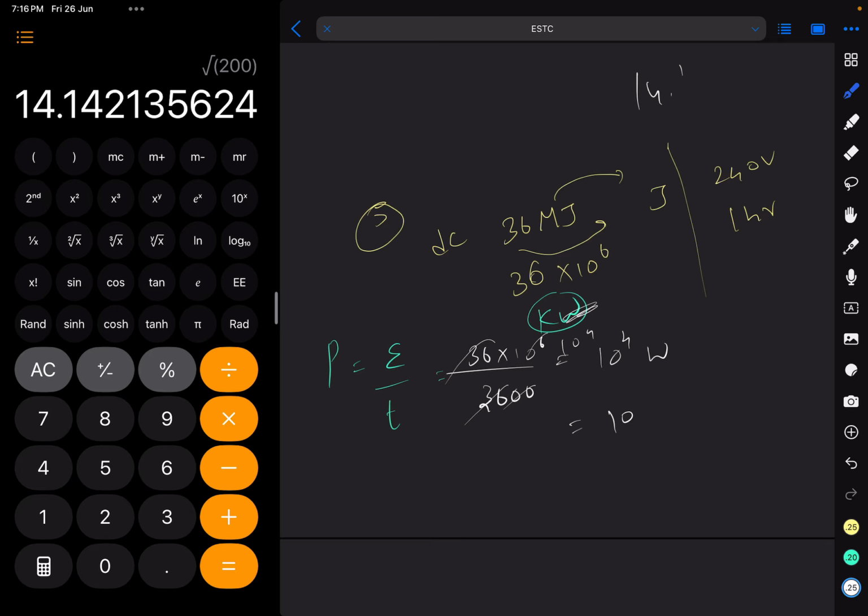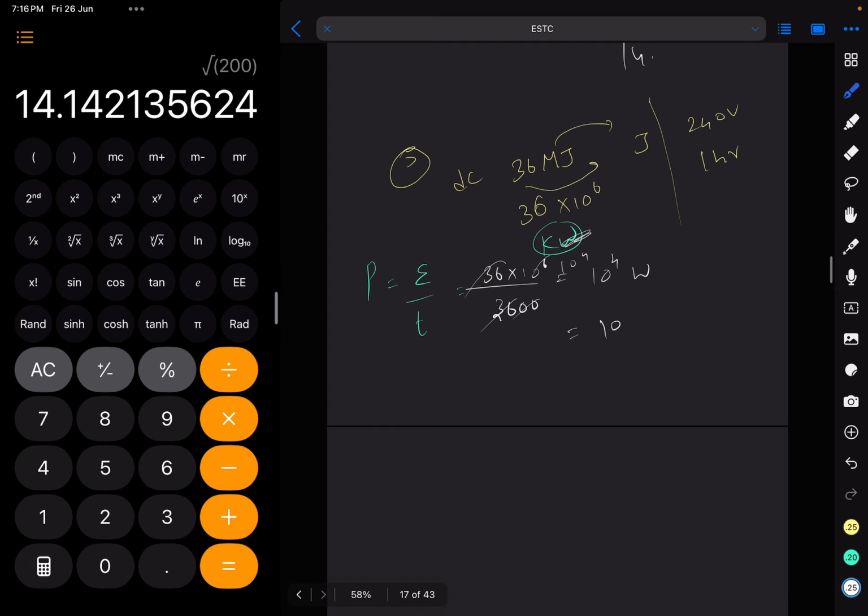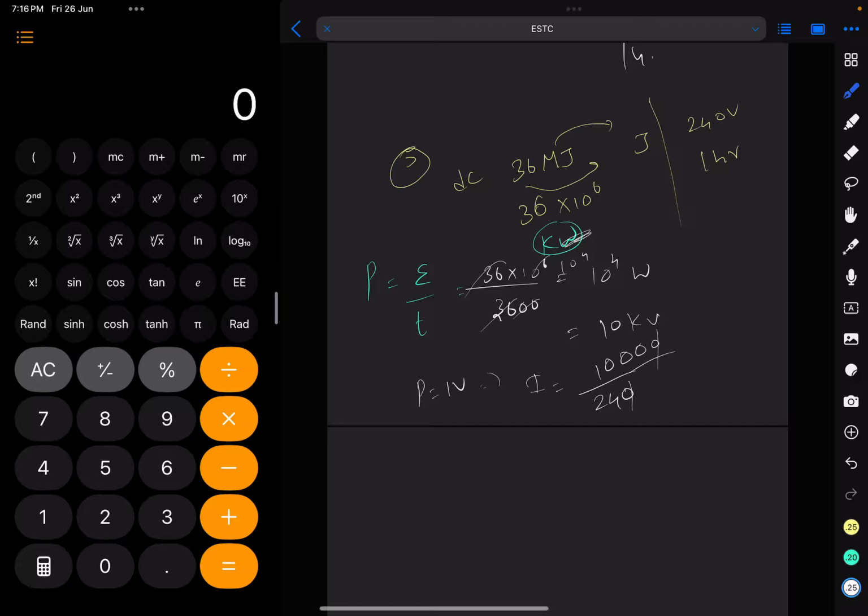Next, they're asking the current. So P is equal to IV. I is equal to 10 kilowatt by 240 volt. And here the 10 is in kilowatt, so 10,000 watt by 240. 1000 by 24. 41.6.